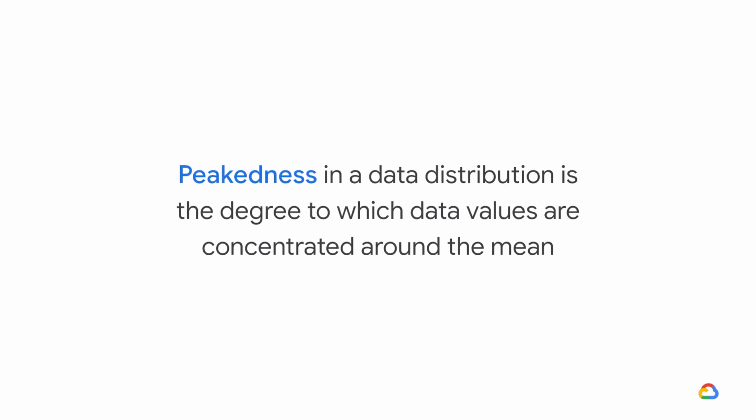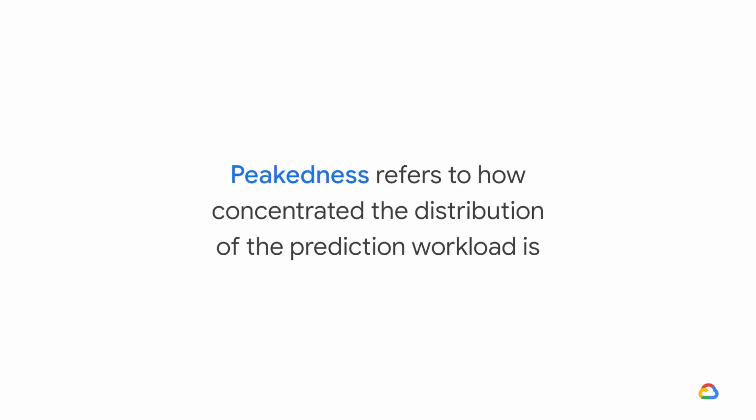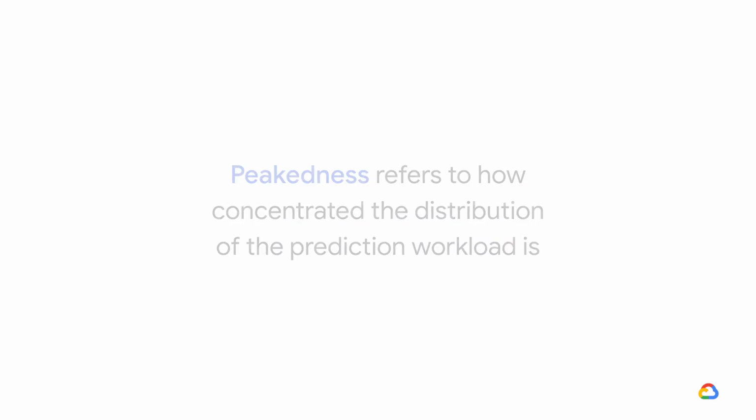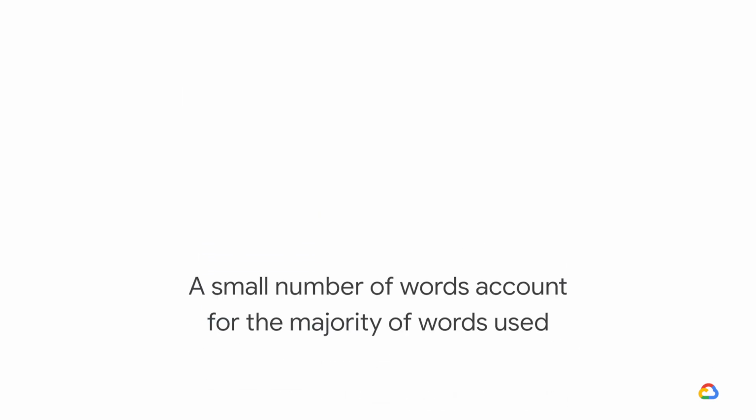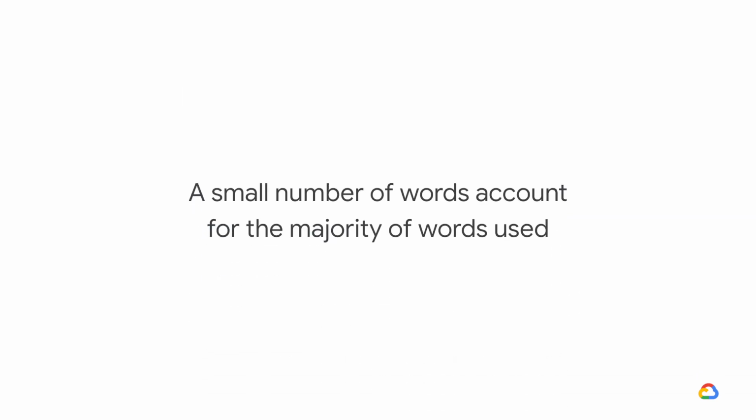Peakedness in a data distribution is the degree to which data values are concentrated around the mean, or in this case, how concentrated the distribution of the prediction workload is. You can also think of it as inverse entropy. For example, a model that predicts the next word based on the current word, which you might find in your mobile phone keyboard app, would be highly peaked because a small number of words account for the majority of words used.